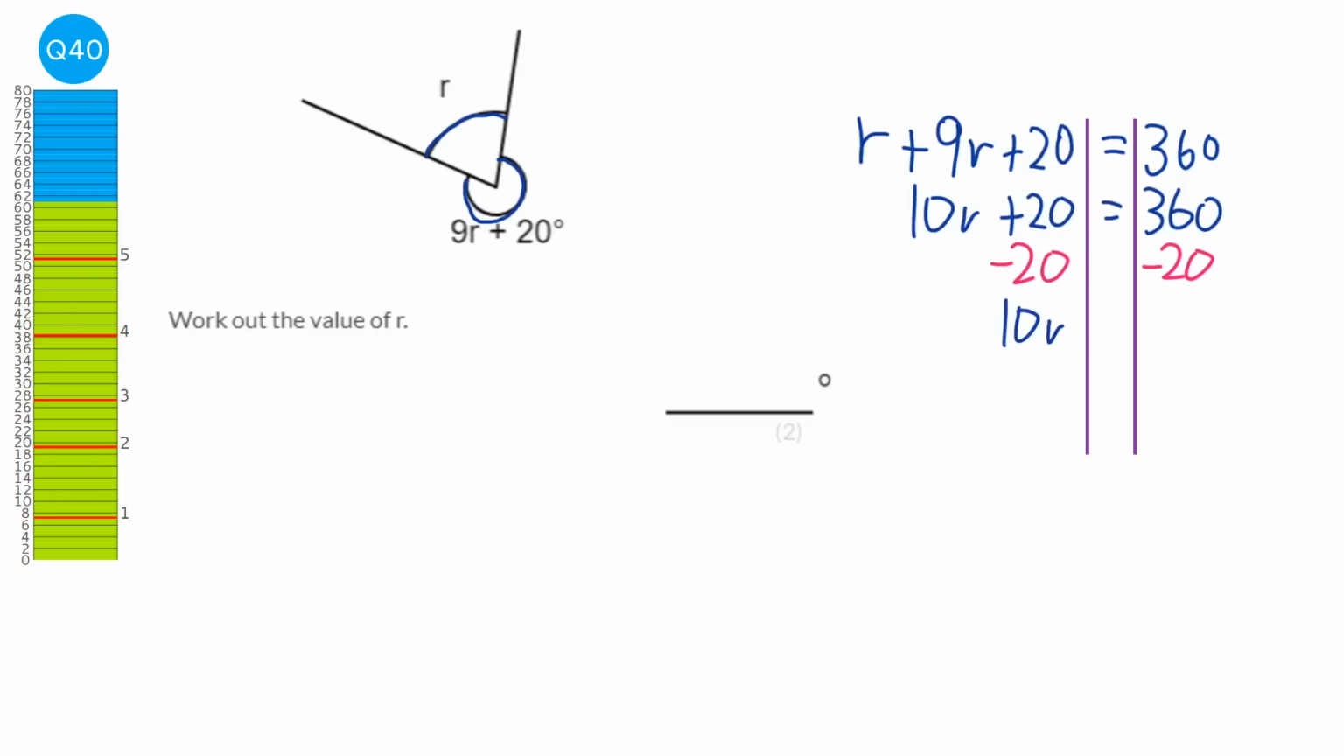So we have 10r equals 340. And then we're going to divide by 10 both sides. So we have r equals 34. So our answer is 34.